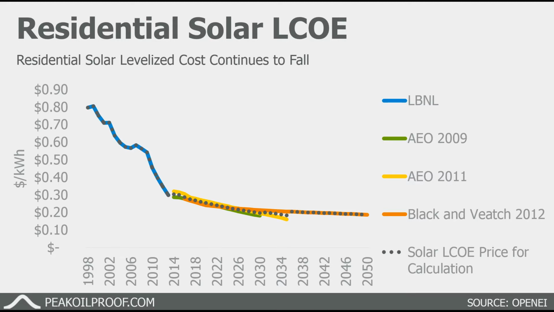The cost of residential solar has gone down dramatically over time, and these are some estimates of the LCOE. LCOE is the levelized cost of electricity, or levelized cost of energy, and it's a metric that takes into account the full life cycle cost of electricity generation, and it allows you to do an apples to apples comparison between different types of electrical generation.